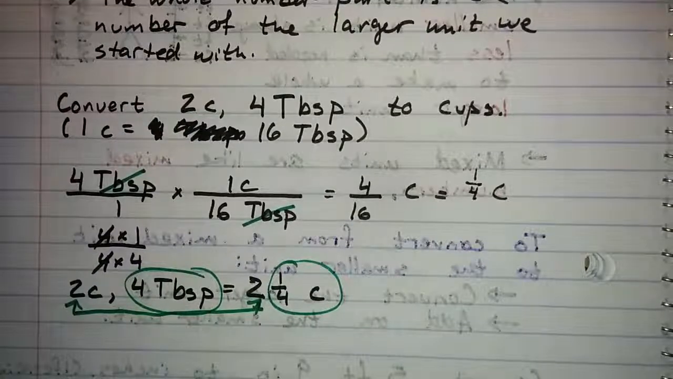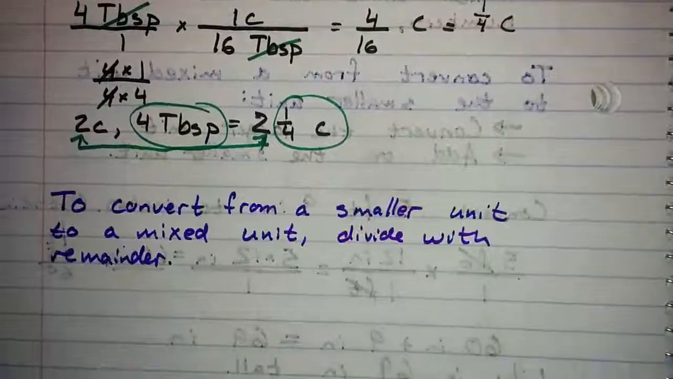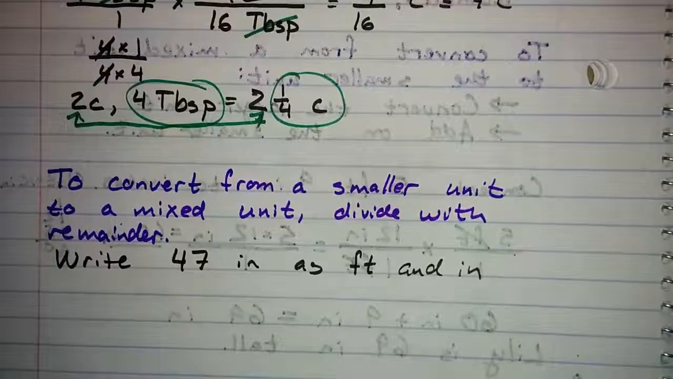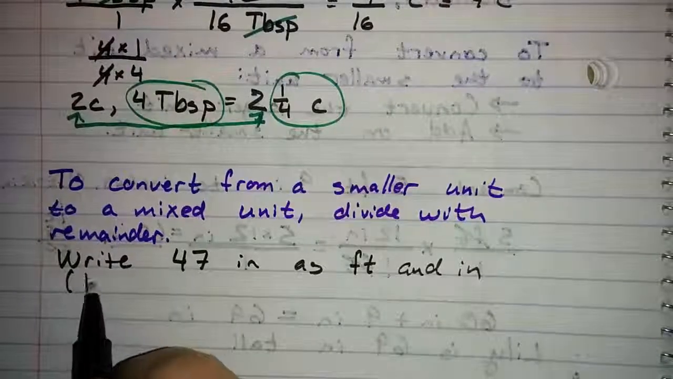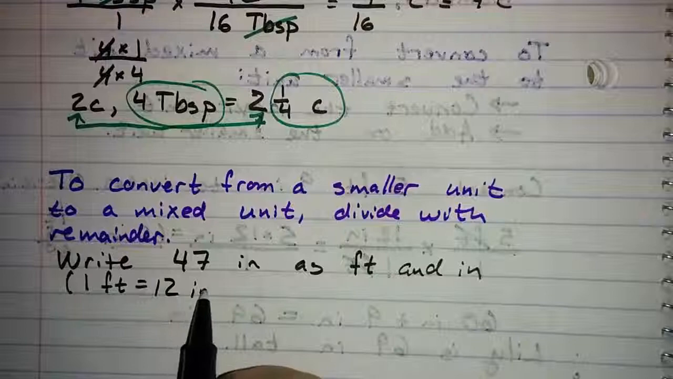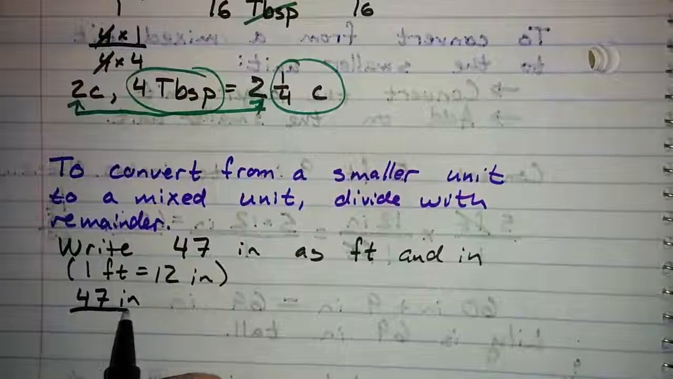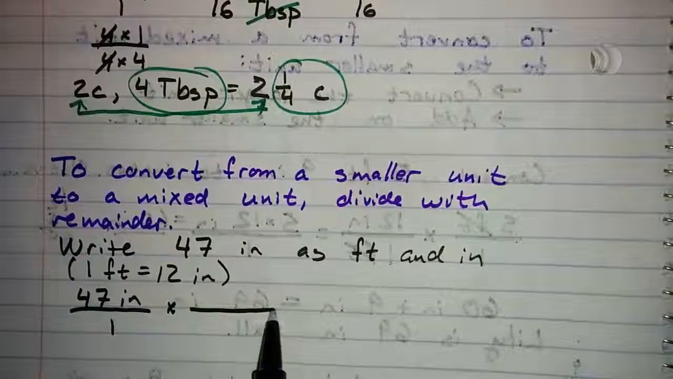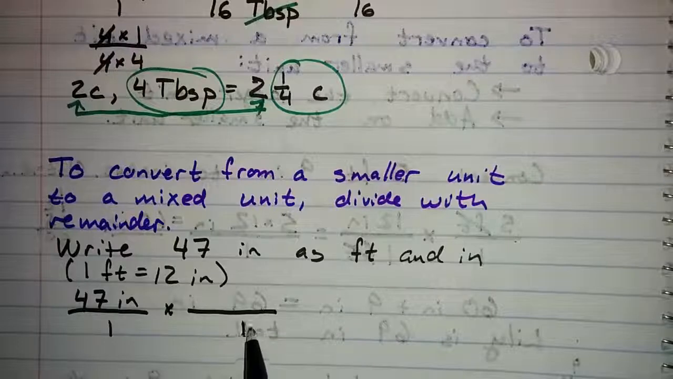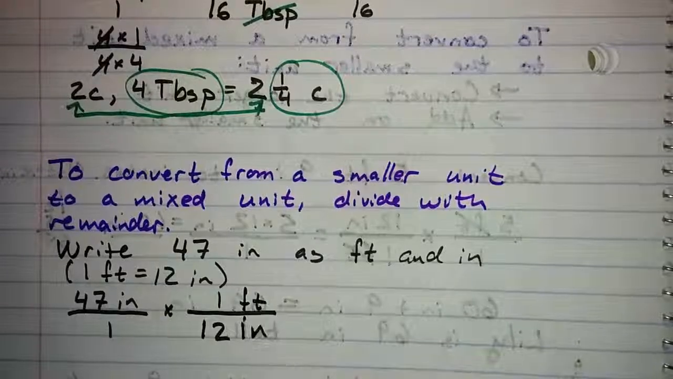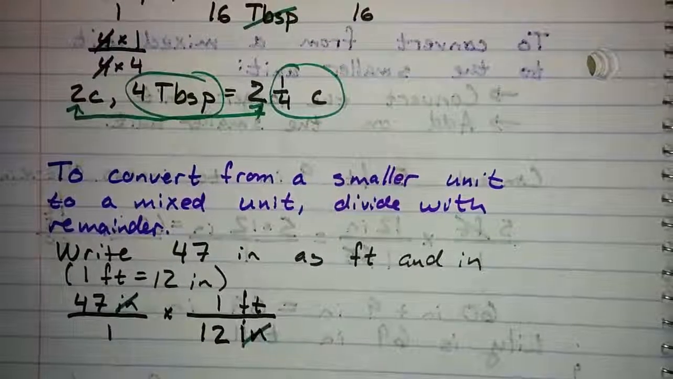We can also go from pure units to mixed units. To convert from a smaller unit to a mixed unit, we divide with remainder. So if we want to write 47 inches as feet and inches, well, we would note that 1 foot is 12 inches. 47 inches, we'd like to get rid of inches. So we'll write inches in the denominator. We have 12 of them to 1 foot. And notice that the inches do indeed cancel.